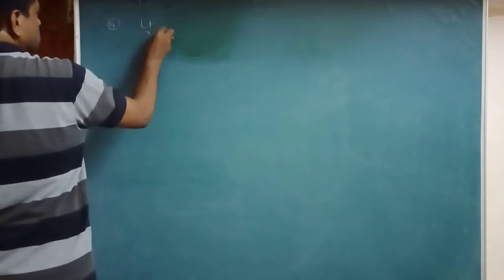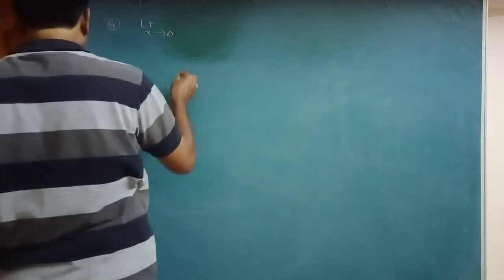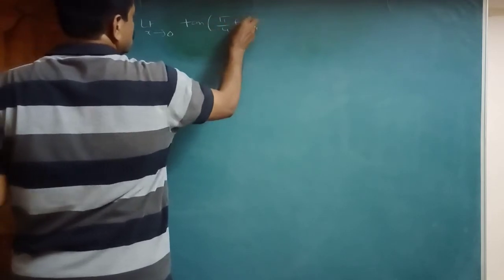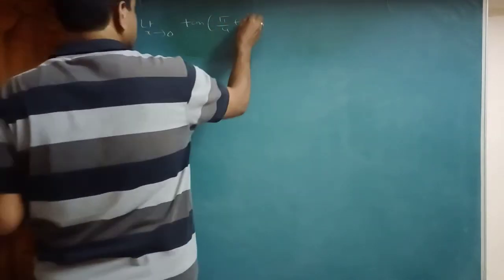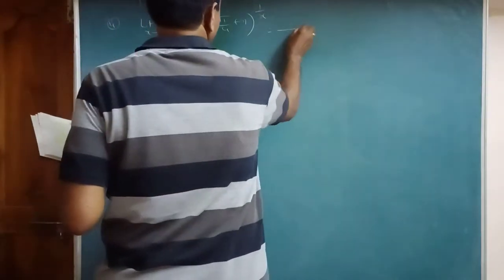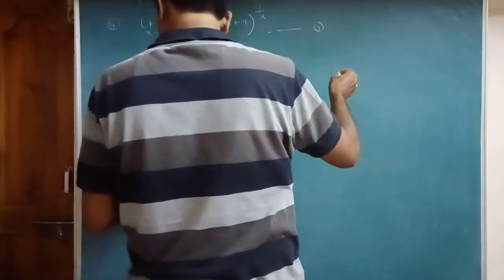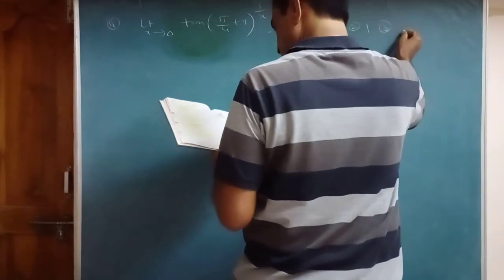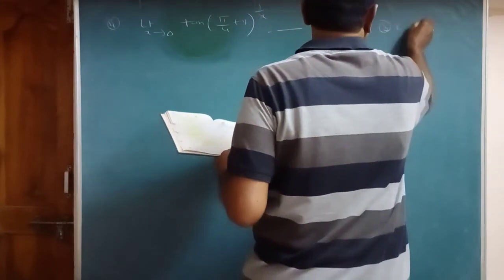Next one. Limit x tends to 0, tan of pi by 4 plus x, whole power 1 by x, is dash. First option e square, second option 1, third option e, fourth option 2.